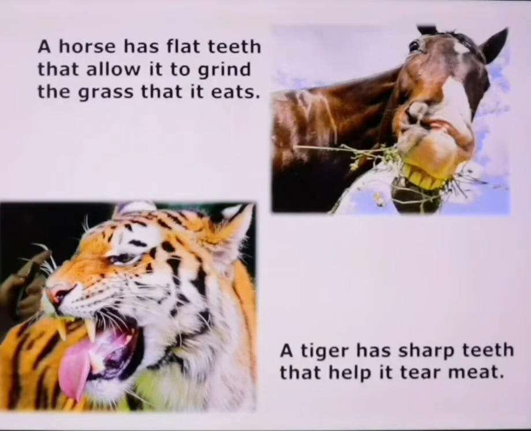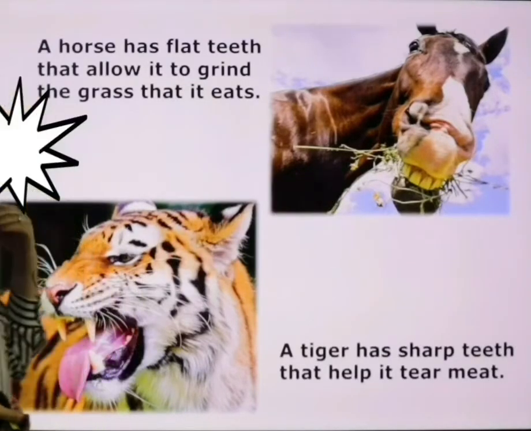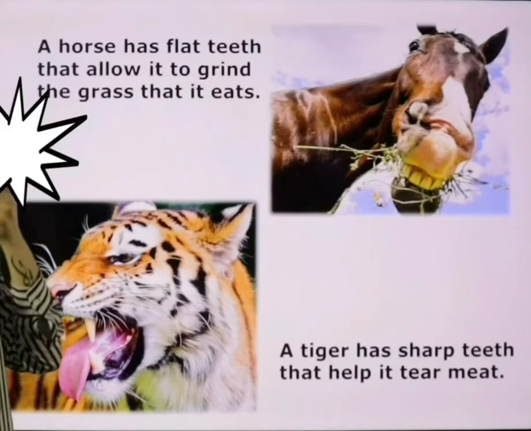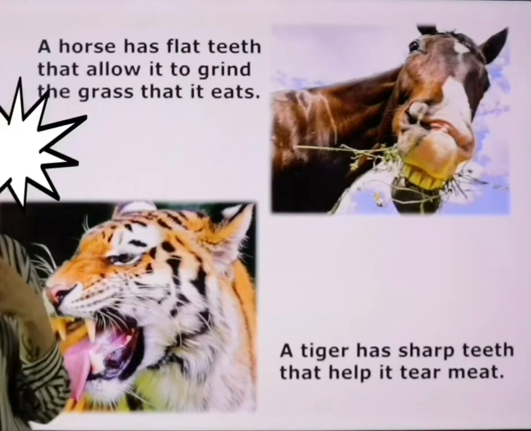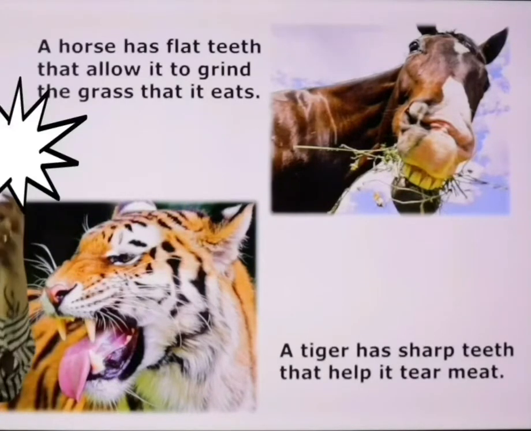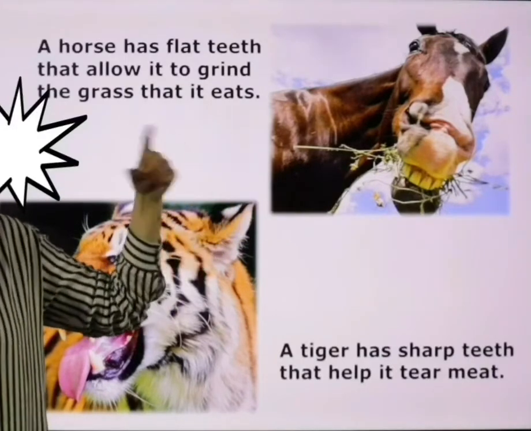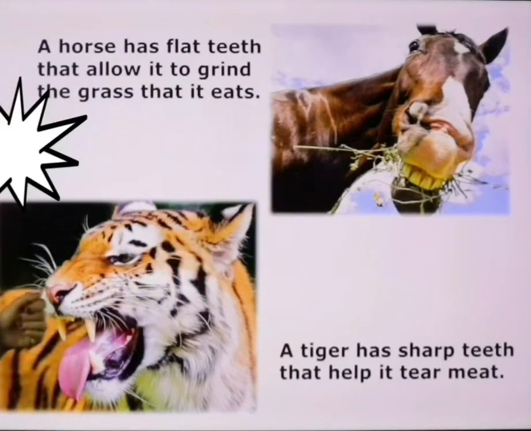A horse has flat teeth. Look at the horse's teeth. They're flat. These flat teeth allow it to grind the grass it eats. So that's why the horse has flat teeth, to be able to grind the plants or the grass it eats. So this is the horse's adaptation. Its structural adaptation is its flat teeth.